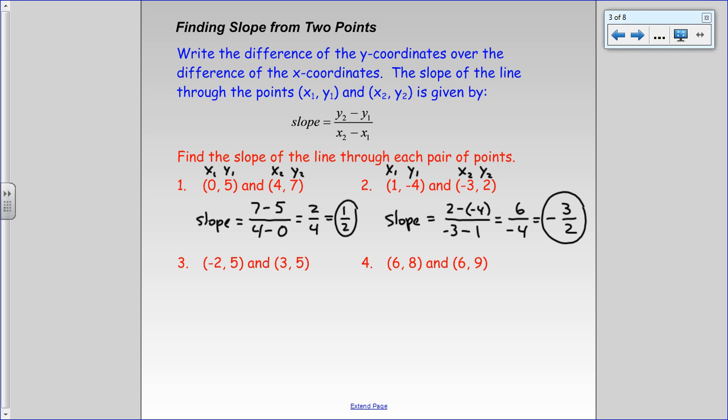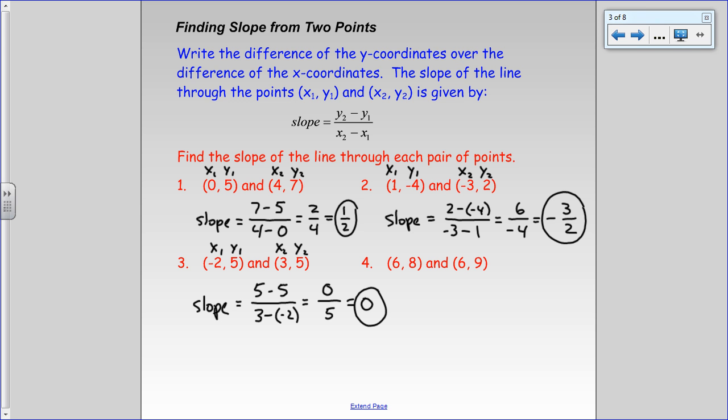Let's look at our third example. We have, again, 2 points with an x sub 1 and y sub 1 coordinates, and then x sub 2 and y sub 2 coordinates. In this case, y sub 2 and y sub 1 are both 5, x sub 2 is 3, and x sub 1 is negative 2. This results in a value of 0 for the numerator and 3 plus 2, or 5, for the denominator. But 0 divided by 5 is 0, so the slope of this line is 0, which means it must be a horizontal line.